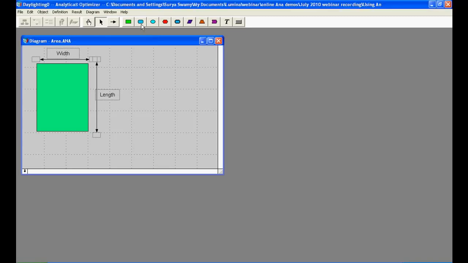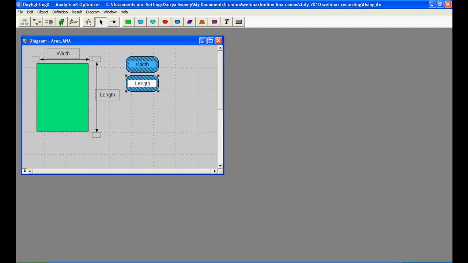I can now drag variable nodes into the diagram window for the width and length respectively. Next, I can drag a variable for the area, and we know that the area is a function of the width and length, and this functional relationship can be established by using the arrow tool. I can now draw arrows from the width and length to the area variable respectively.